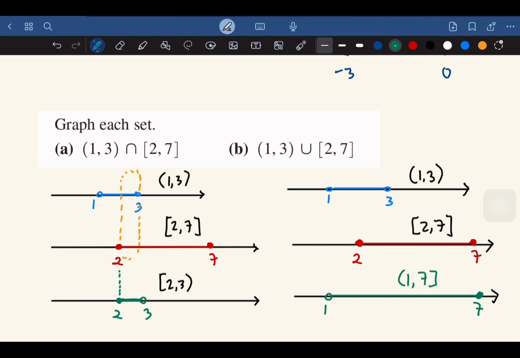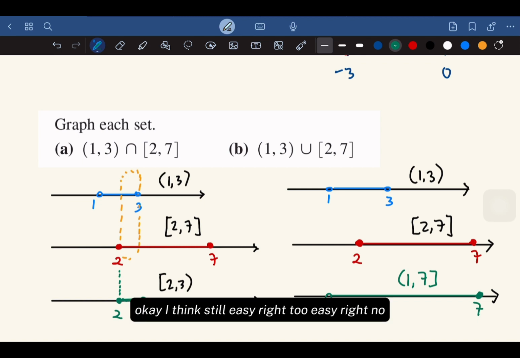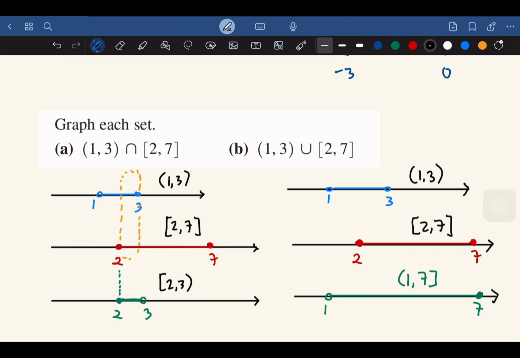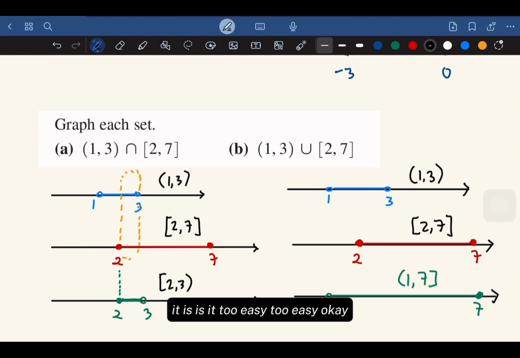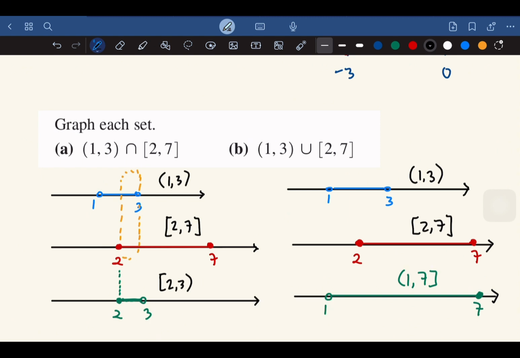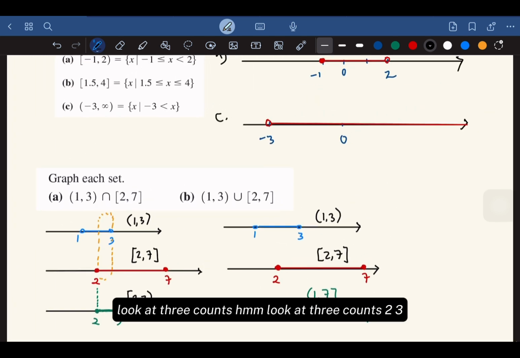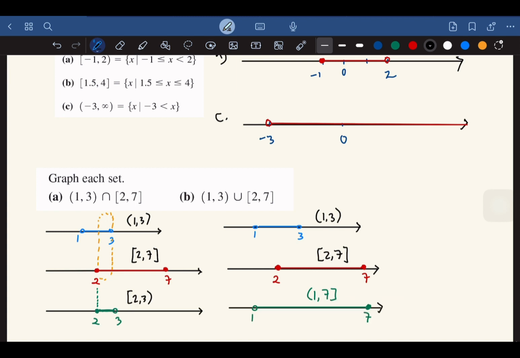Okay. I think still easy, right? Too easy, right? Okay. Good. Look at 3 counts. Yes, 3 counts because it's in the second set. So it needs to be included, right? Unless that is intersection, then yeah.